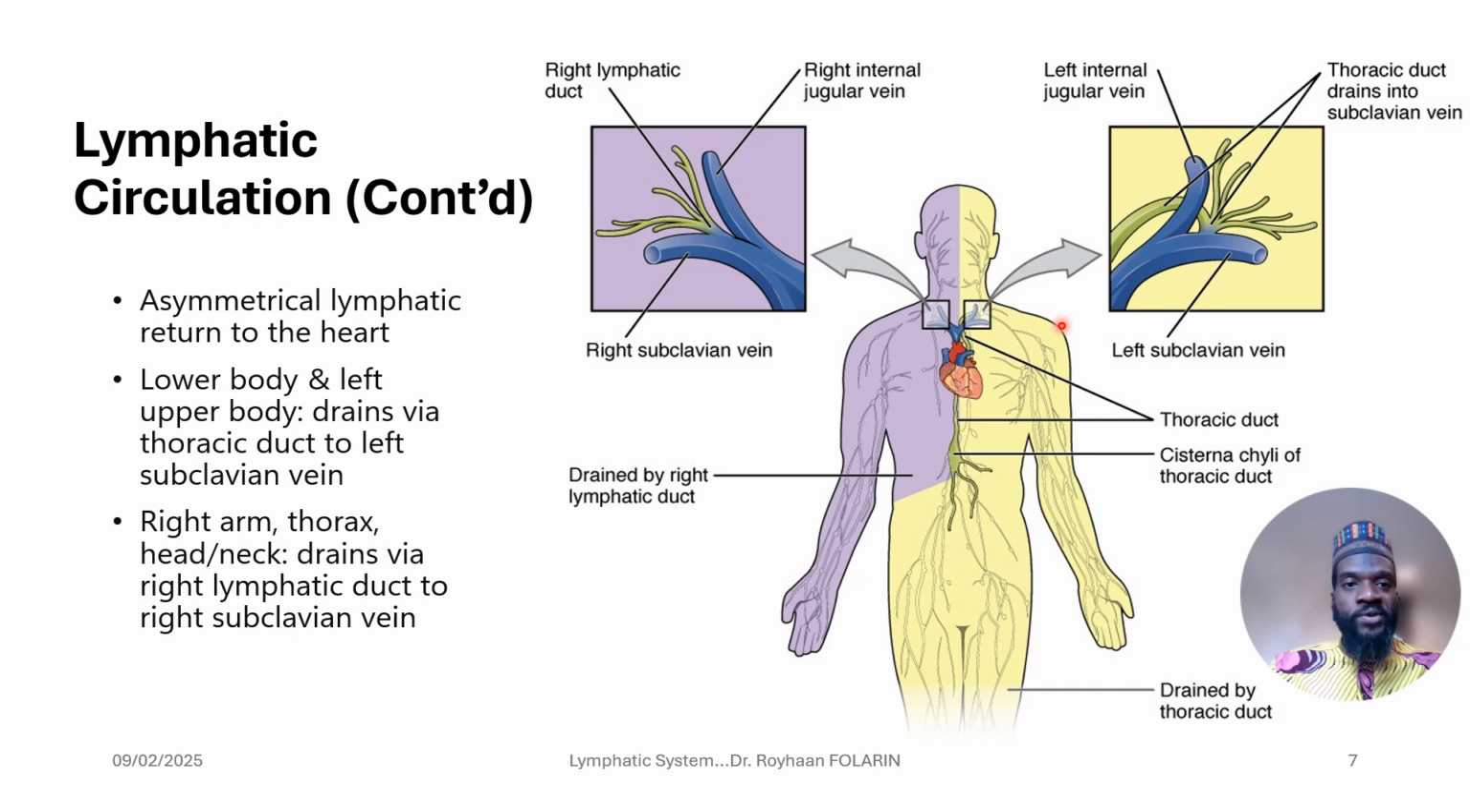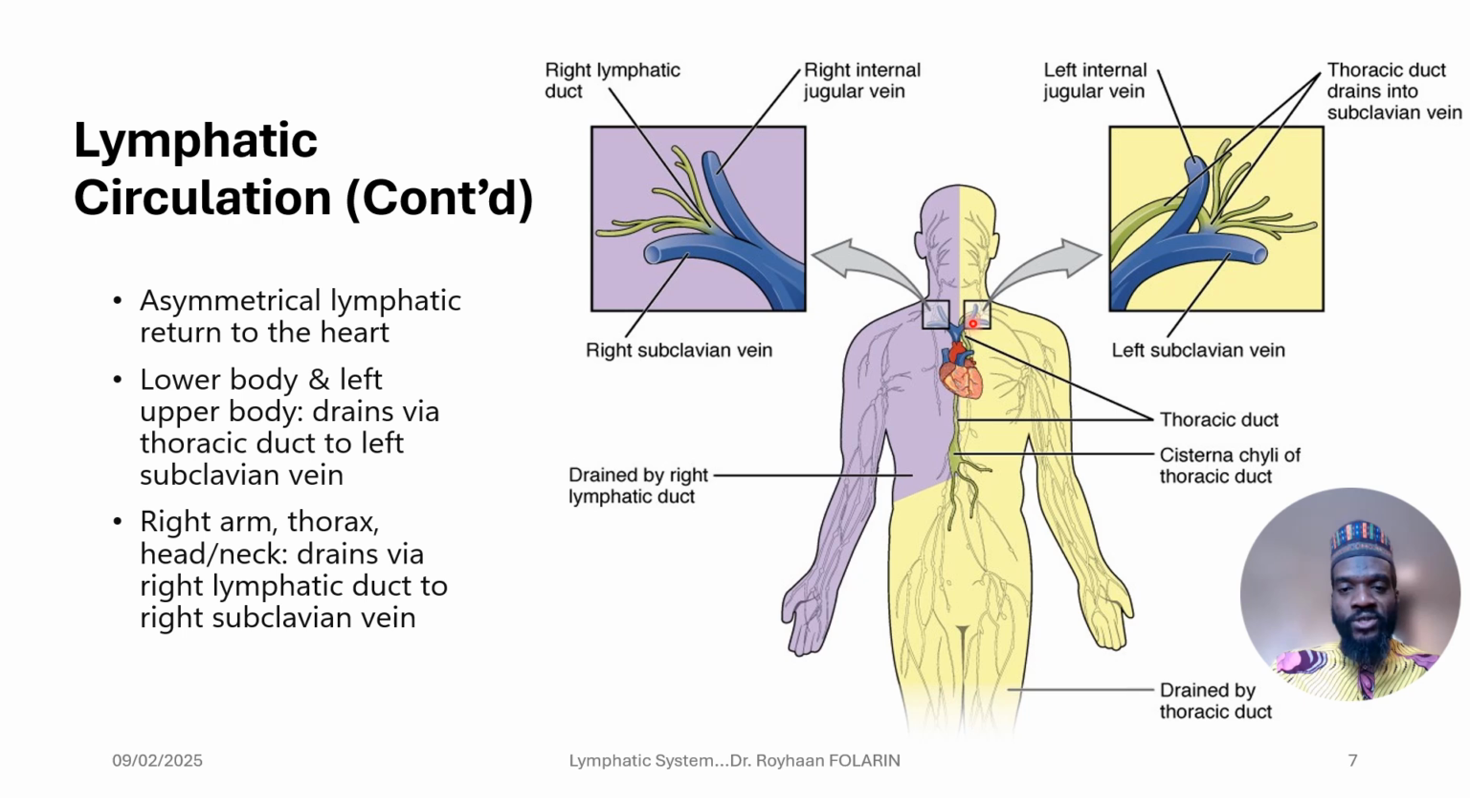So lymphatics from the entire lower half of the body and the left side of the upper half of the body, including the left side of the head and the neck, all drain into the venous circulation, that is the left subclavian vein, through what we call the thoracic duct.